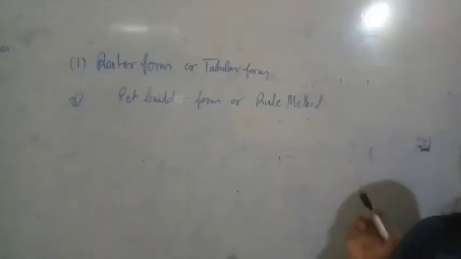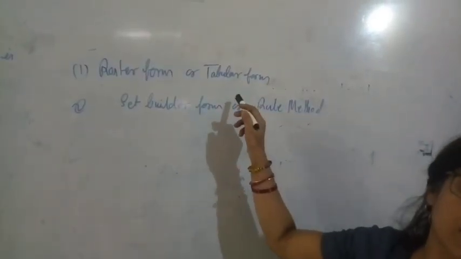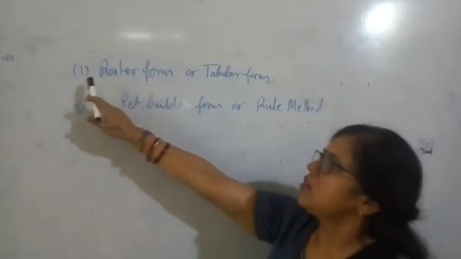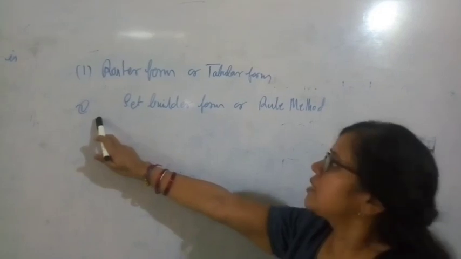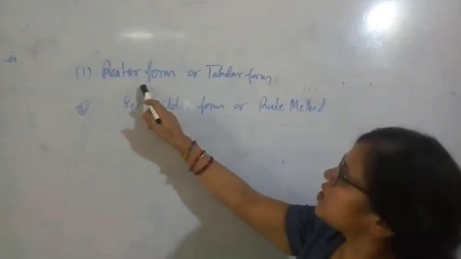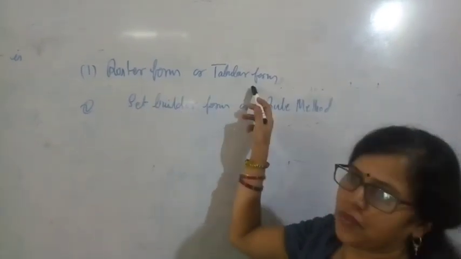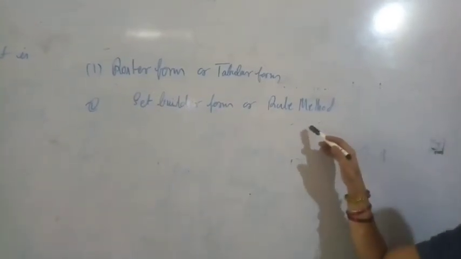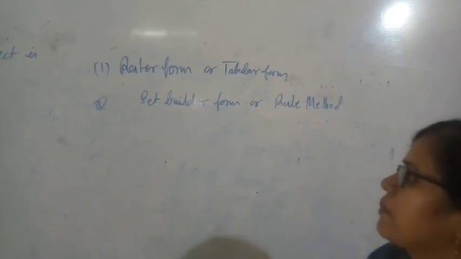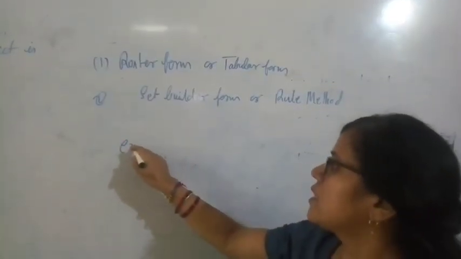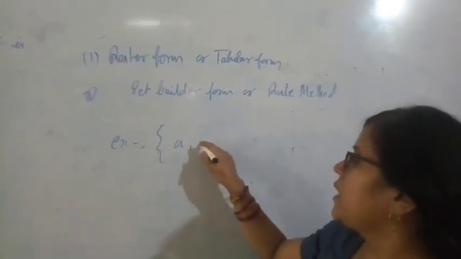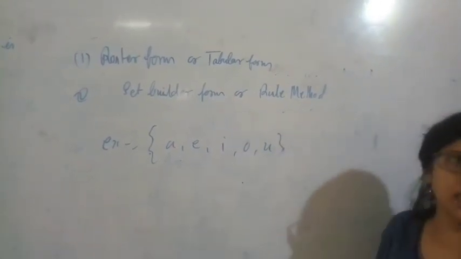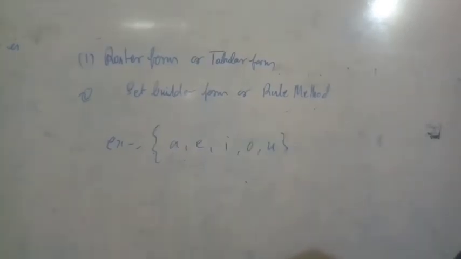Now I am explaining representation of the set. We can represent a set in two types. One is roster form, the second is set builder form. Roster form or tabular form, both are the same. Set builder form or rule method. Now I am giving an example. Suppose the example is a, e, i, o, u. a, e, i, o, u are the vowels of the English alphabet.